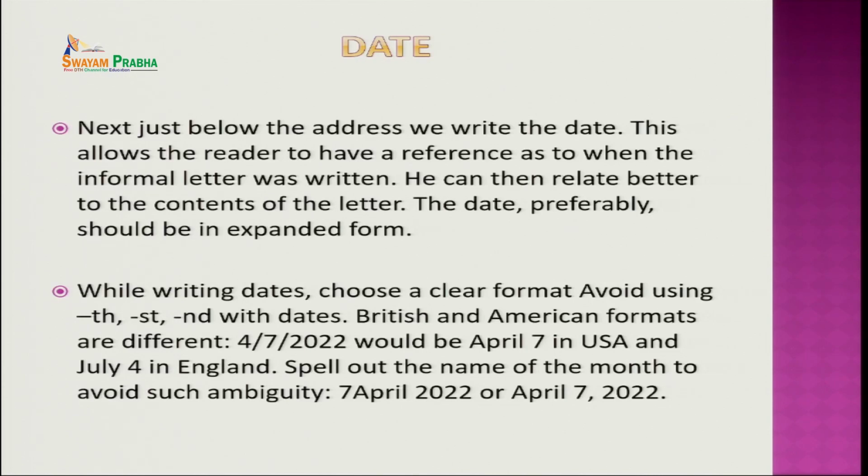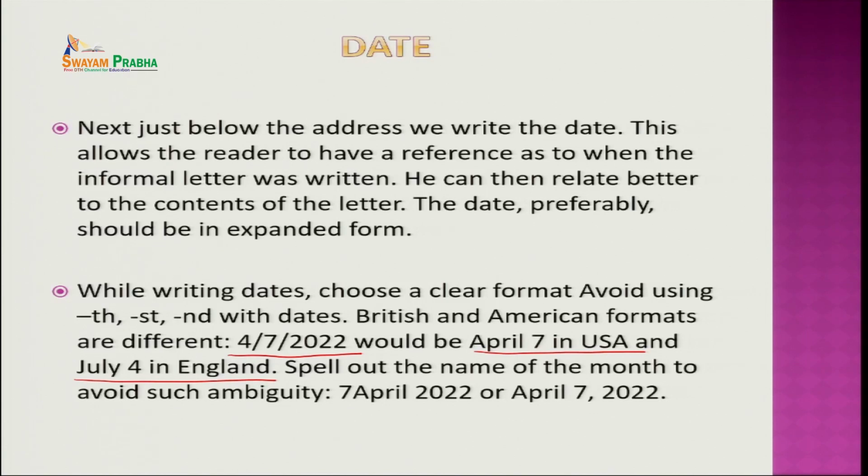Most of the time people worry about writing dates. What is the pattern of writing the date? While writing dates, choose a clear format, because the British pattern says something else and the American pattern of writing dates is something else. When we talk about 4/7/2022, it would be considered April 7 in the USA, whereas July 4 in England. So that makes the difference between the American and British patterns of writing dates.